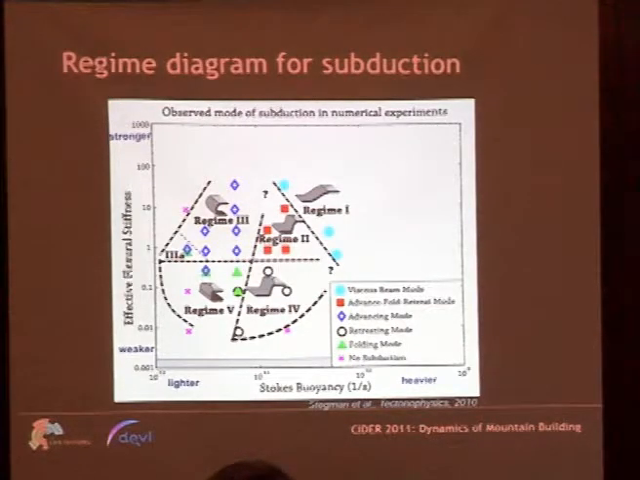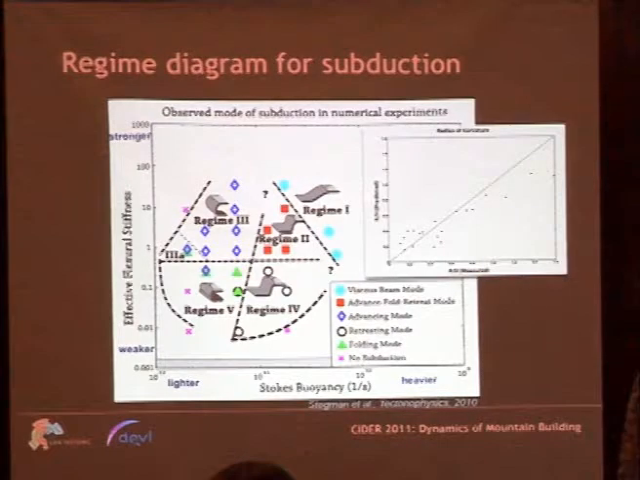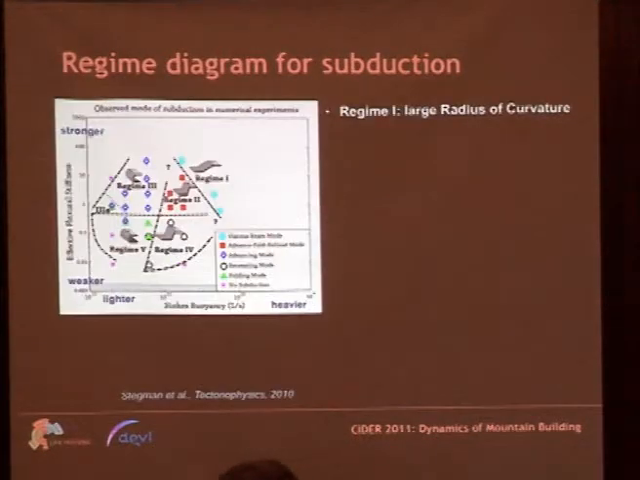Okay. Here's our regime diagram. That's that flexural stiffness that I described. The weaker, stronger, lighter, heavier. All the regimes kind of plot nicely into these little areas. And so with just those 2 parameters, we can describe the entire spectrum of behavior for these subducting slabs. And so that works pretty well. We also measure the radius of curvature, and then we predict what the radius of curvature should be using those simple scaling relations that I showed you.